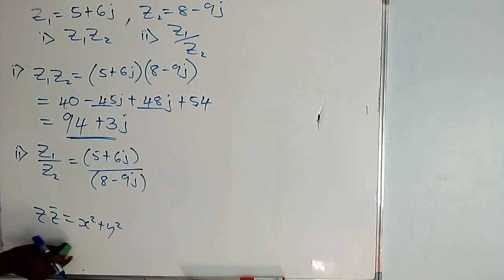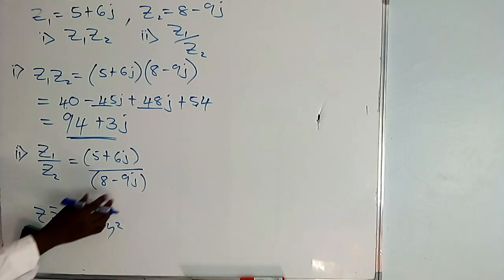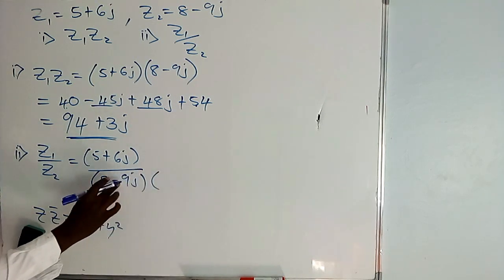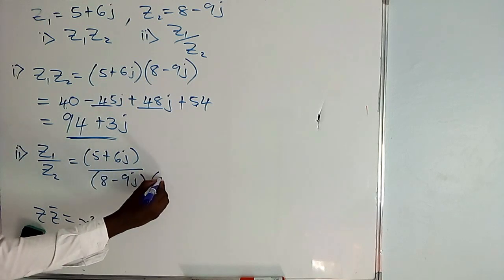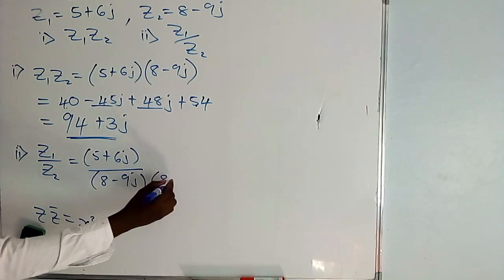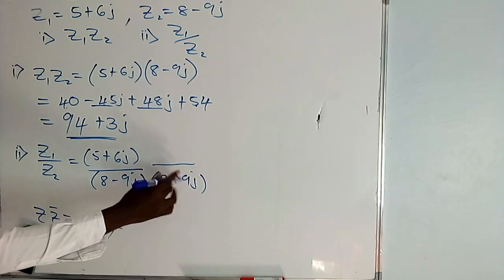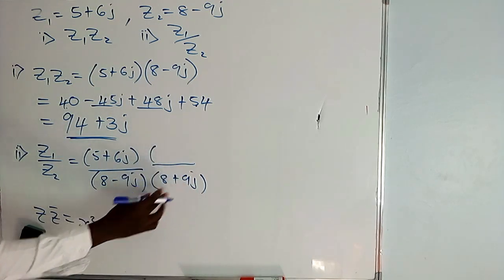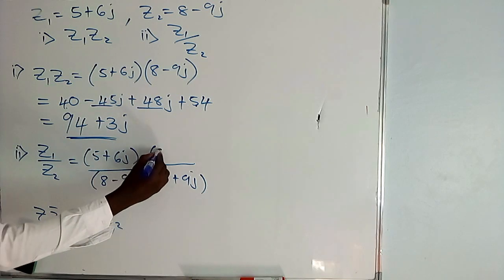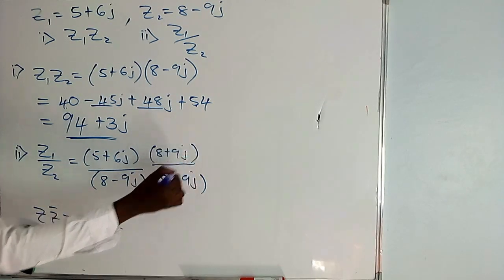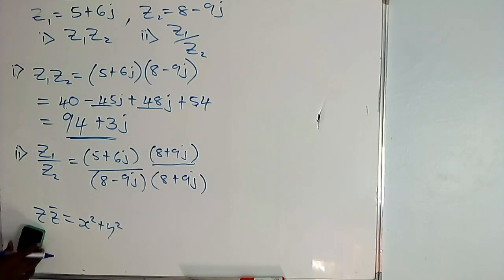Are we together there? So you have to multiply the denominator with its conjugate by just changing the sign in the middle, isn't it? So here we have 8 minus 9j. You simply change the sign in the middle, so its conjugate is 8 plus 9j. Only the sign in the middle. Are we together? So you must do the same in the numerator to balance that. It is like you are multiplying with 1, isn't it?